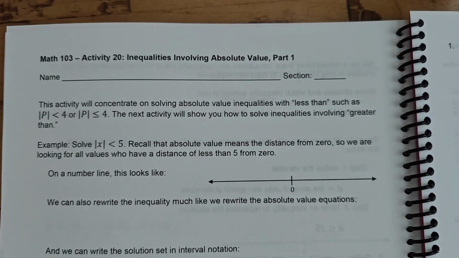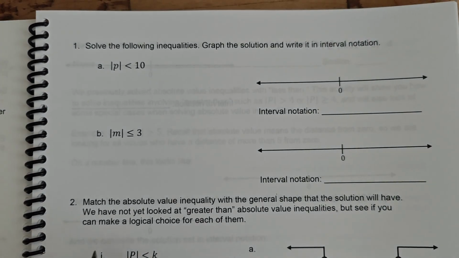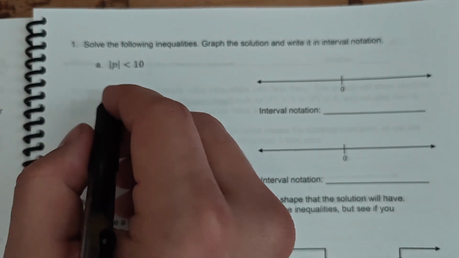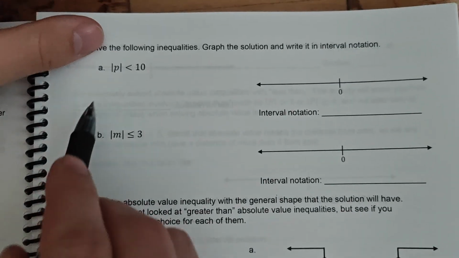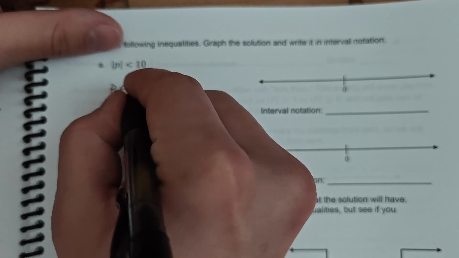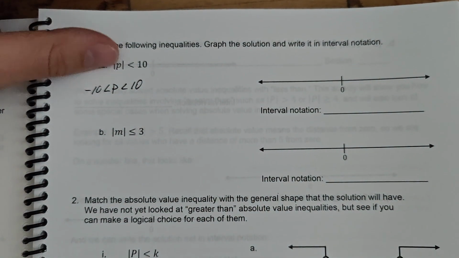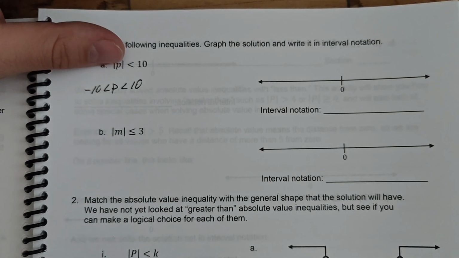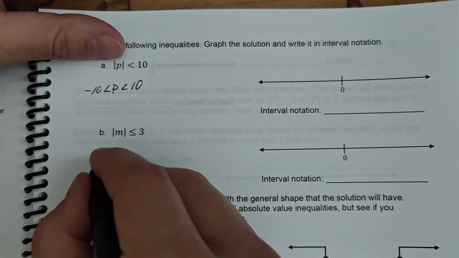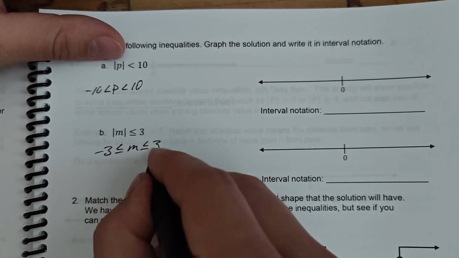Activity 20, inequalities involving absolute value. So we're taking the absolute value equations and the inequalities and combining those into a single activity. For the absolute value equalities activity, we broke each absolute value up into two different pieces. We had the negative and the positive version. For this, we do it almost exactly the same, except for the negative version just goes down here to the left. You say the negative version is less than that, positive version is greater than. Same thing here, negative 3 less than or equal to m, which is less than or equal to positive 3.